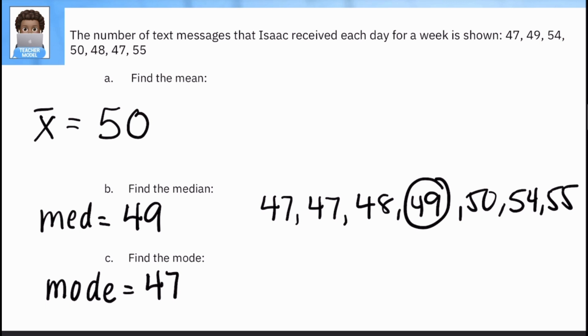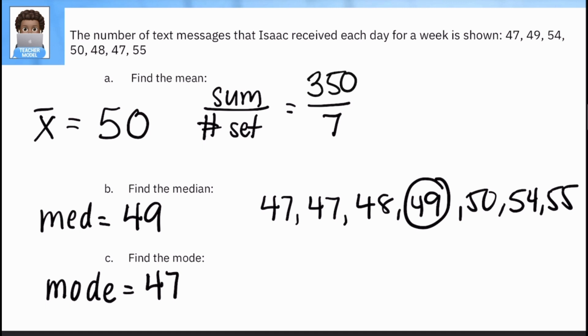So we're just looking to make sure you have it in order. So the toughest one was probably going to be the mean, which was the sum over the total number in the set. And so here you would have gotten, if you added correctly, 350 out of 7, which would have given you 50. So just double check if you had an error, which one of these areas was the error.